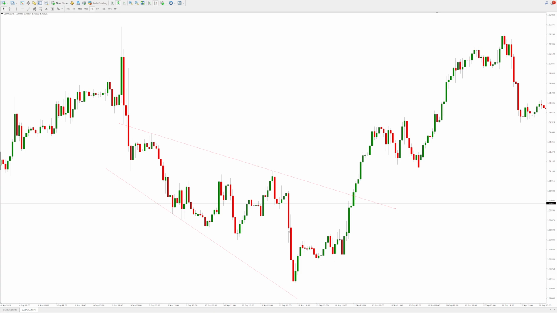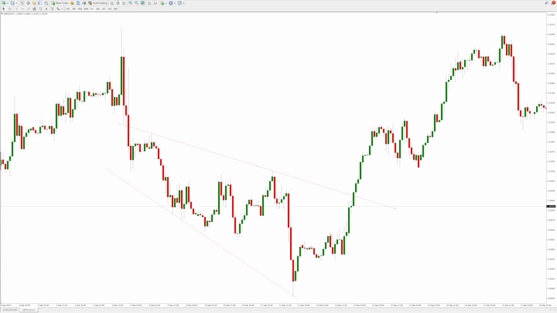And as the name suggests, it's broadening, i.e. getting wider. So the purpose of this chart pattern is to try and identify key market reversal points. In this instance, we are looking for a downtrend so that we can mark off these levels, see the pattern, and then look to trade on a breakout of the resistance level.